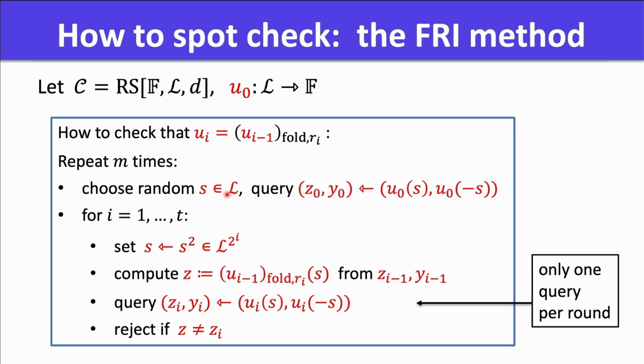It samples a random S in the domain. It opens U0 at S and minus S, and now what it will do is it will basically keep on squaring this S over and over again. It will compute the correct folding value from the previously opened points, and then it will query the ith oracle again at S and minus S and compare whether the results are the same. The point is, again, for every iteration, now we only make 1 query to the oracles. And remember, again, the values at S and minus S are stored together in a single leaf of the Merkle tree. So opening both of them counts as only 1 query to the oracle.